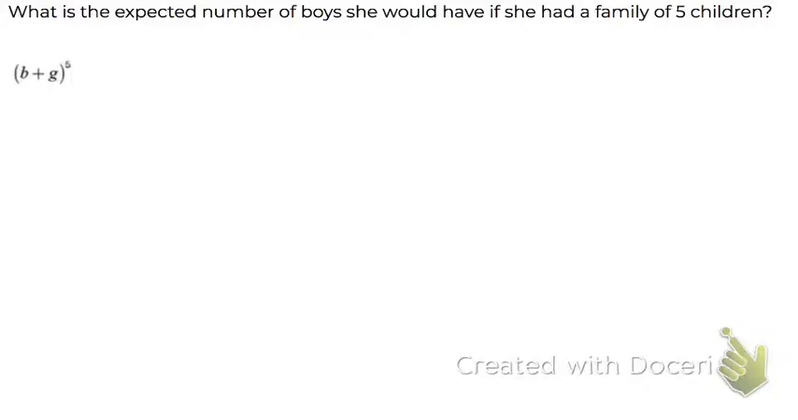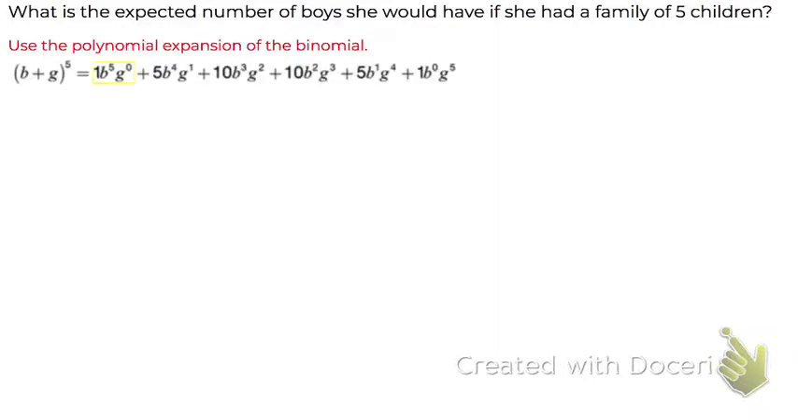So we're asked here, what is the expected number of boys this woman is going to have if she has a family of 5 children? So we're going to use this binomial here where B represents boys, G represents girls, and examine the binomial expansion of this. And you can expand a binomial to a power by using Pascal's triangle.